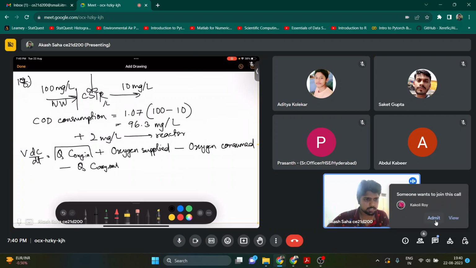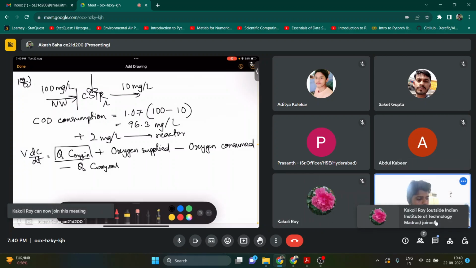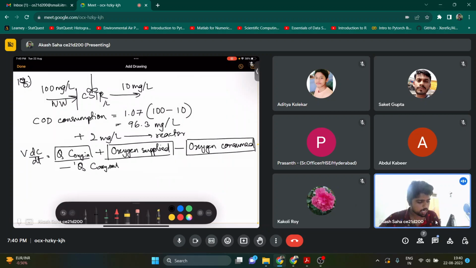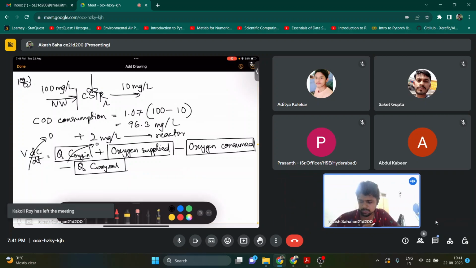So first we will see how much oxygen is coming in, how much oxygen is supplied, how much oxygen is consumed, and how much oxygen is going out. So I have written the mass balance equation. When our system is in steady state, this will be equal to 0. Also, with the wastewater there is no oxygen coming in, so my C oxy in will also become 0. Now oxygen supplied, this we have to calculate.